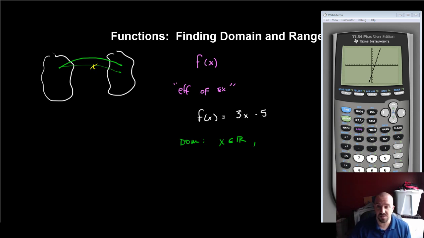And to confirm this, just pick a few weird values of x. Like 0 is always a weird value of x for some reason. If you plug in a number, do you get a number out? That's the true test to it. So if I make x 2, then I get 6 minus 5 is 1. Yeah, I get a number out. If I put in 0, then that whole thing goes away and I get negative 5. I get a number out. If I put in 1,000,000, then I just multiply it by 3 and subtract 5. I get a number. So it seems like all of the real numbers will work.